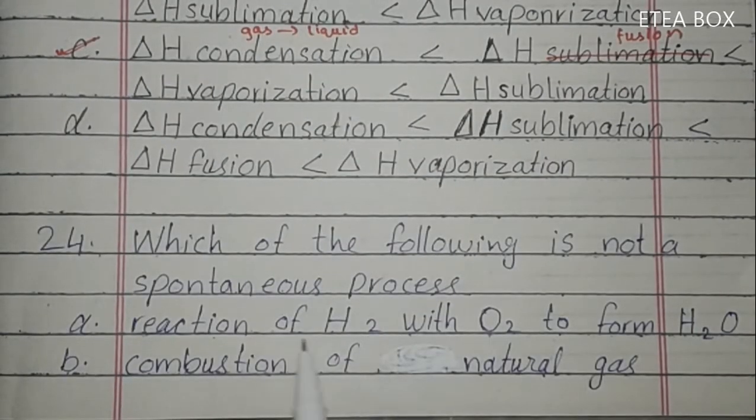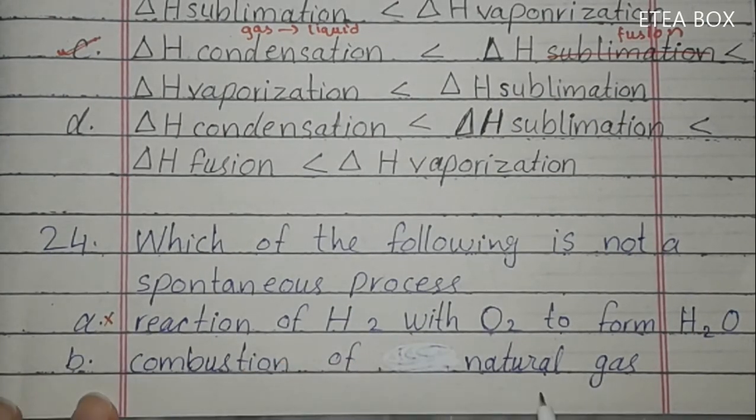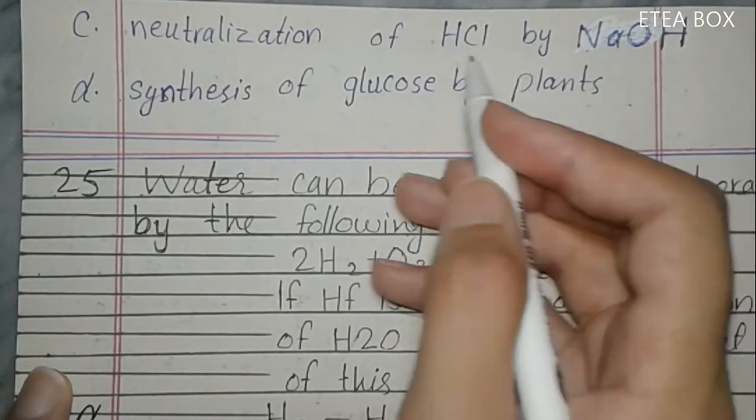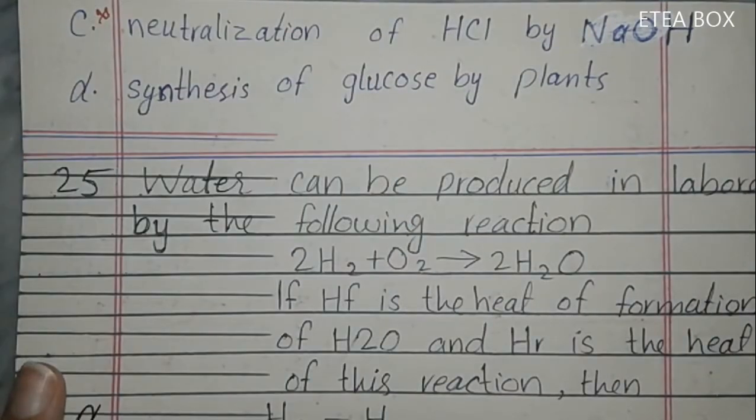Which of the following is not a spontaneous process? Now look, the reaction of H2 and O2 to form water is a spontaneous process, so this one is incorrect. Combustion of natural gas is also spontaneous. Once it is started, it will continue. This one is also incorrect. Neutralization of HCl by NaOH is also a spontaneous process. What is required is the one which is non-spontaneous.